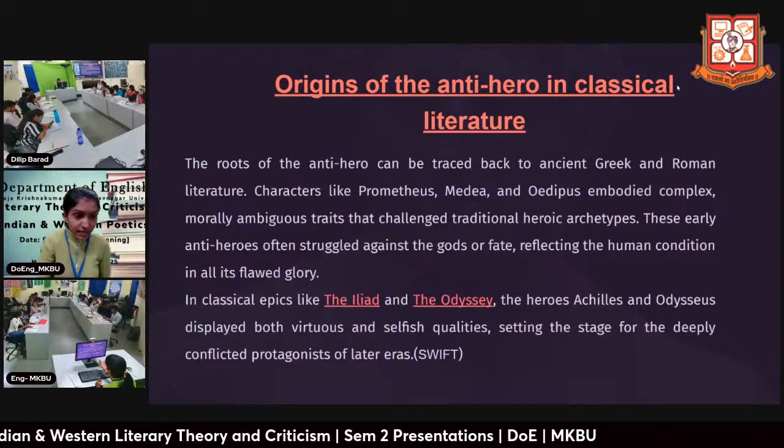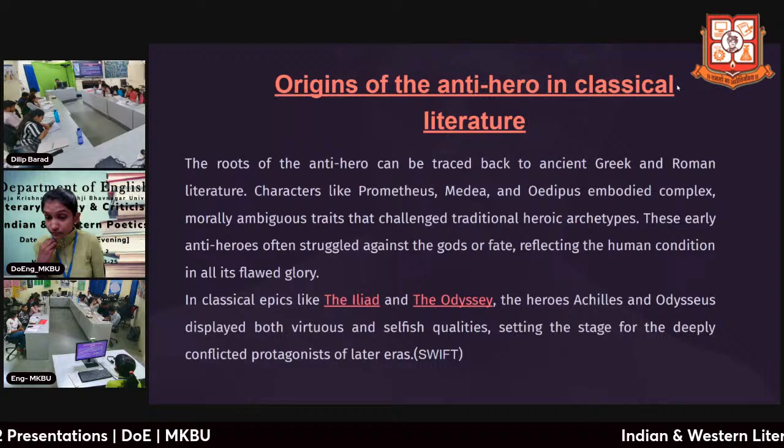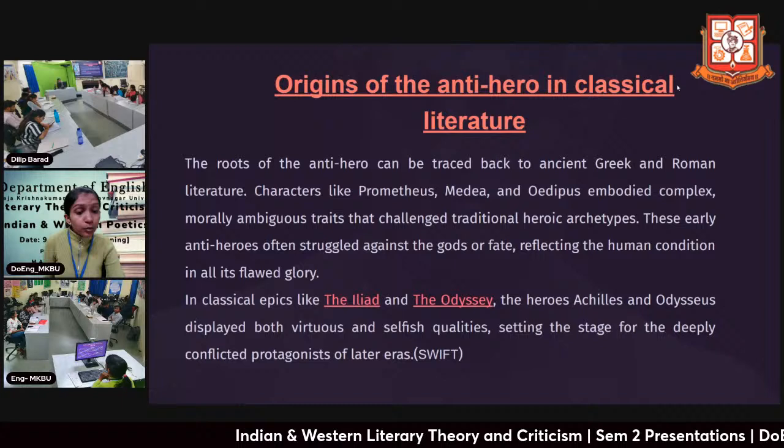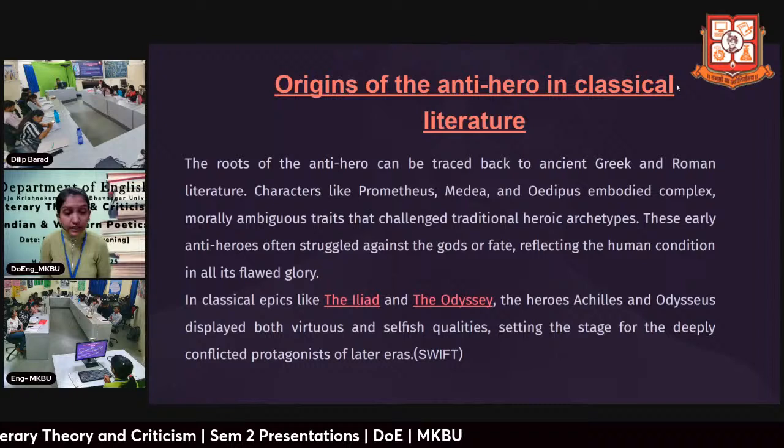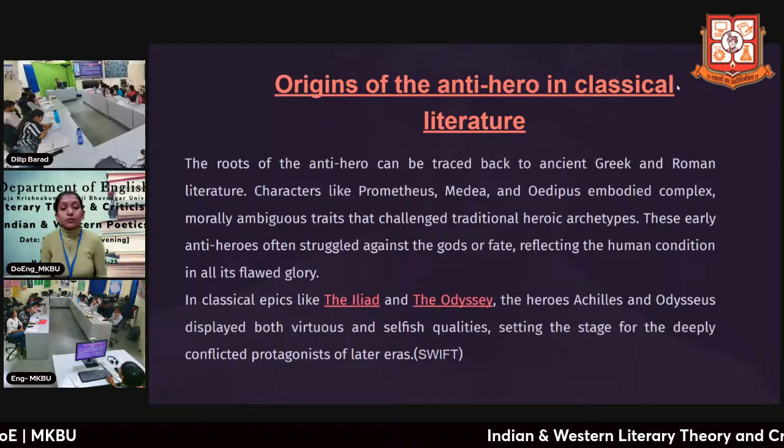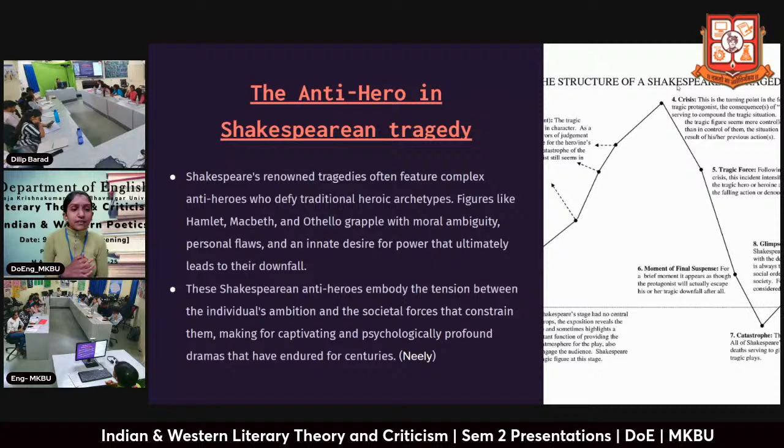In classical epics like the Iliad and the Odyssey, the heroes Achilles and Odysseus display both virtuous and selfish qualities, setting the stage for the deeply conflicted protagonists of later eras. This I have taken from Swift's articles. Now, the anti-hero in Shakespearean tragedy. We are moving towards Shakespearean tragedy.